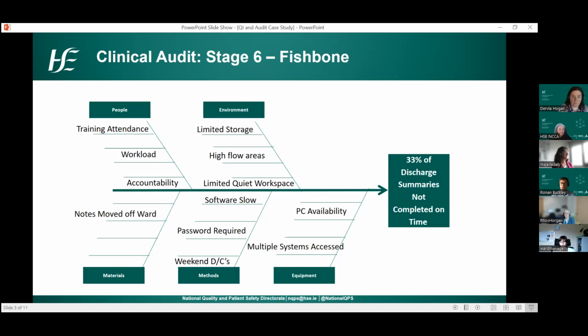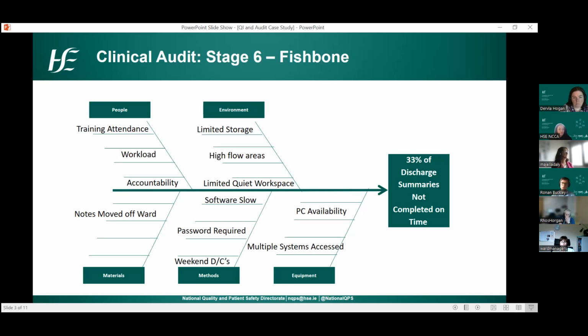So when they're sitting down as a team and they have their NCHD representative on the clinical audit team, the NCHD rep lists PC availability as a problem. So it's a busy ward, the nurses are using the PCs, the other doctors, other clinical teams using PCs. And actually getting a free PC to sit down and do an electronic discharge summary is an issue. And then even when they do sit down, they have to access multiple systems. Looking at methods, the software that they're using is slow and they need multiple passwords, to enter your password multiple times to be able to use it.